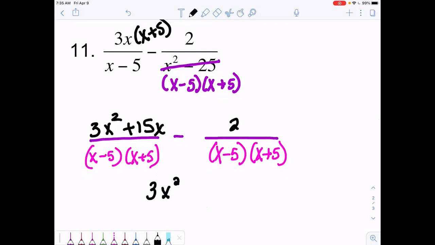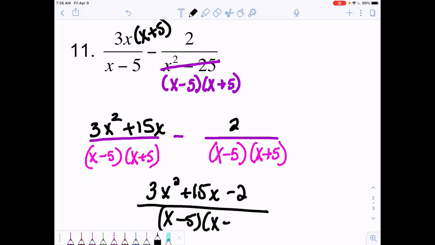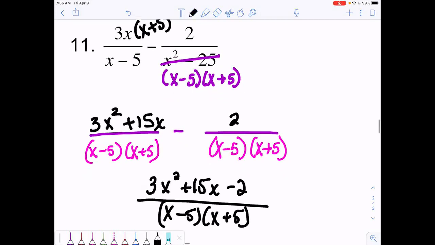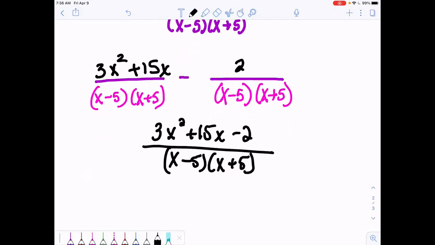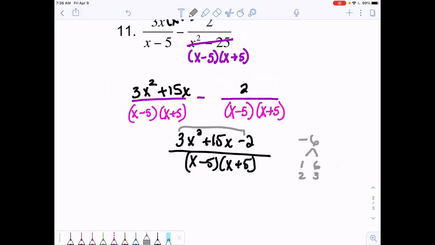And then the minus 2. And our denominator x minus 5 and x plus 5. And then a quick check. Just do a quick little check. Can a negative 6 ever combine to be a 15? No, so it cannot be factored, but make sure you are checking that. So check to see, can you factor the numerator? Questions on number 11.